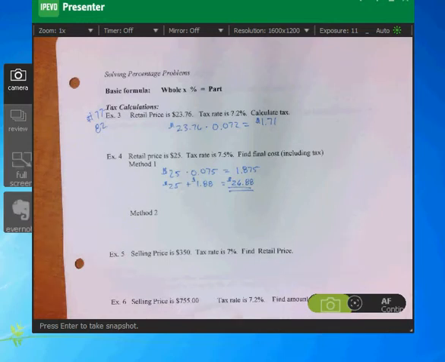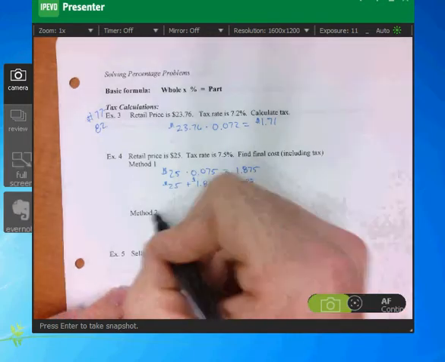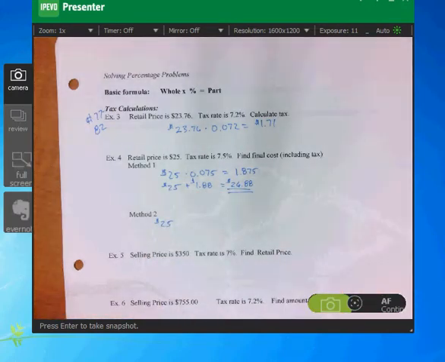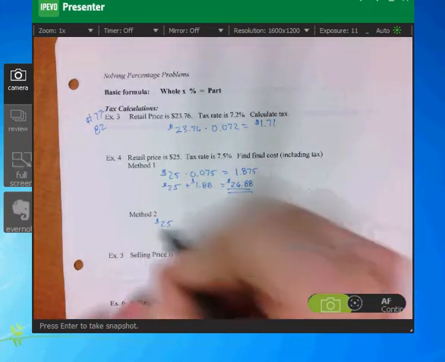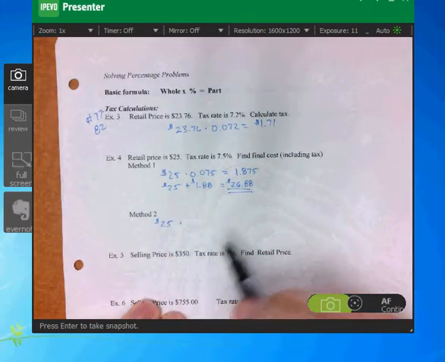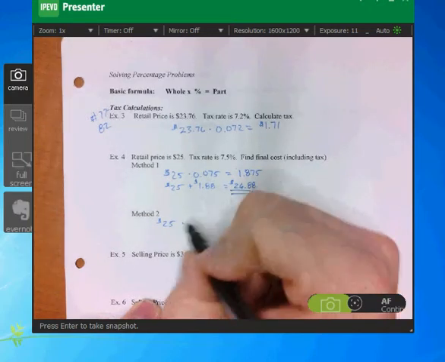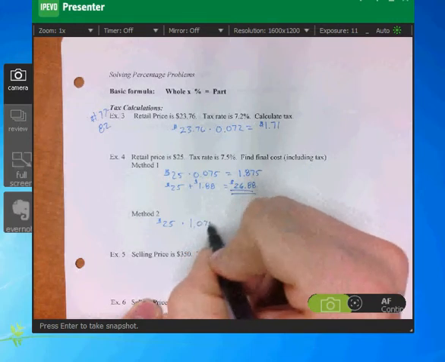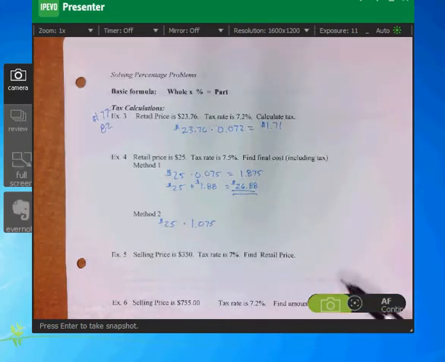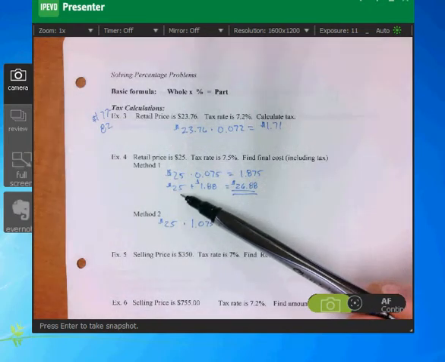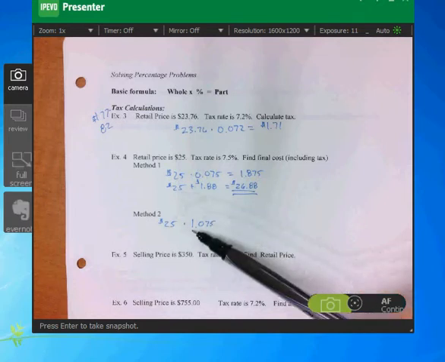All right, method two, here's another way to look at it. If we wanted to take a step out of that and take a shortcut, we've got our $25. We are still going to multiply, but this time, instead of multiplying by just the percent, the 0.075, now we're going to multiply by 1.075. The reason for this is because we have to add that original price back in there anyway. So that 1 is like the 100% cost of $25 that we're already figuring.